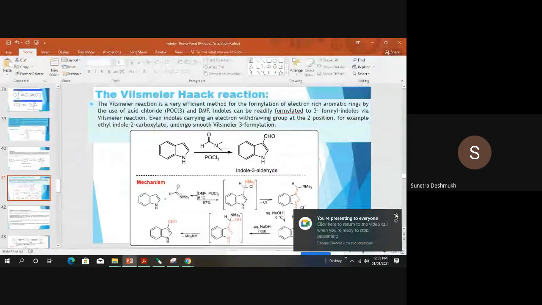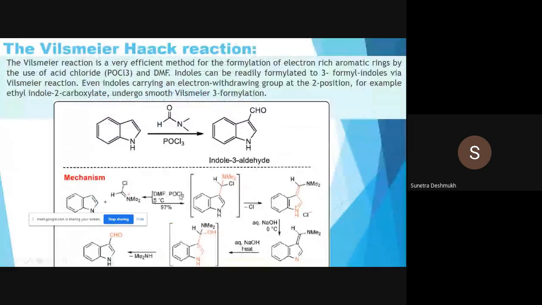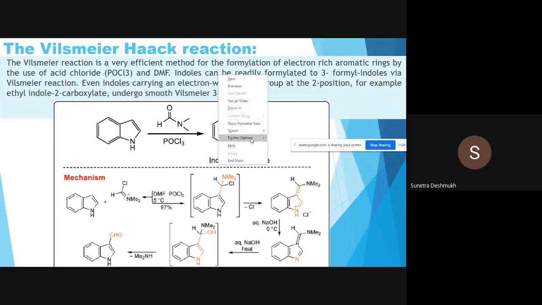Okay, next electrophilic substitution reaction is Vilsmeier-Haack formylation. It is a well-known reaction, as we know. So we'll see now what the mechanism is. The Vilsmeier-Haack formylation reaction in case of indole: we know the Vilsmeier-Haack formylating reagent is dimethylformamide and POCl3. So we have to do a reaction with this one.